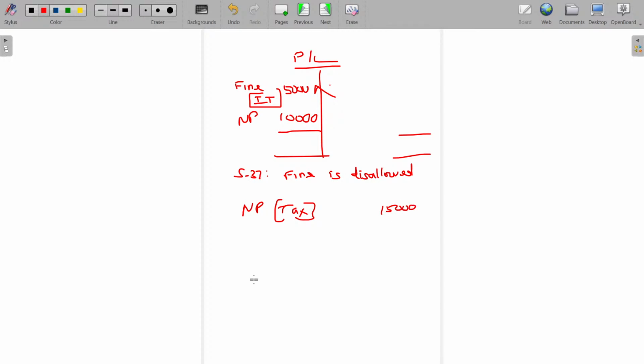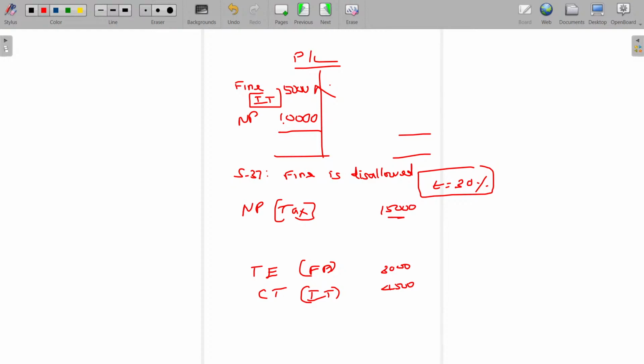Now what about the tax expenses? Tax expenses related to the financial accounts. Assume the tax rate is 30%. 30% on 10,000 is 3,000. Now the current tax related to the IT Act, 30% of 15,000, is 4,500. So the amount as per the financial accounts is 3,000, but you are paying 4,500, an excess payment, which would usually be a DTA.